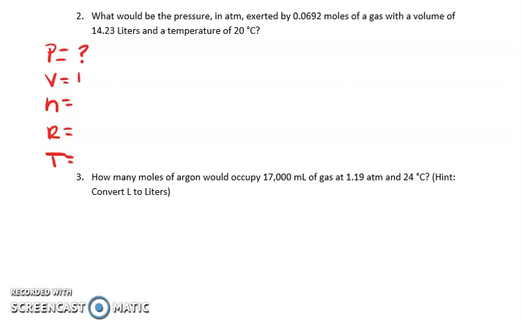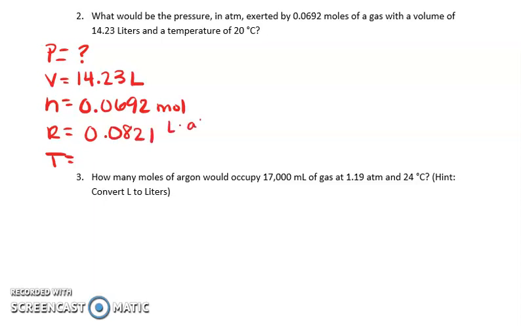My volume is 14.23 liters. My number of moles is 0.0692 moles. My R is the same one that we're going to use all day, 0.0821 liters times atmospheres per mole Kelvin. And then my temperature is 20 degrees Celsius, which I need to add 273 to in order to get into Kelvin. So it's going to be 293 Kelvin.